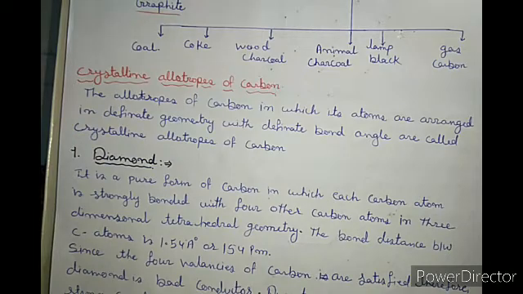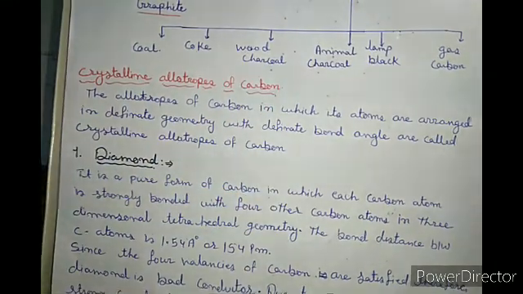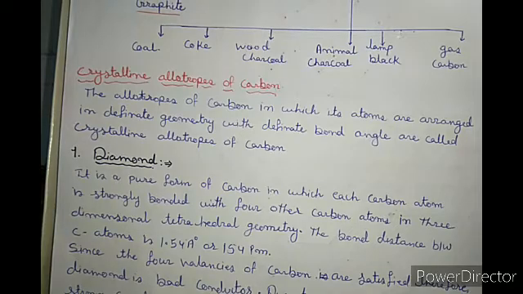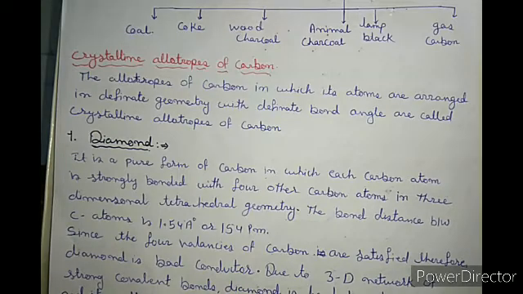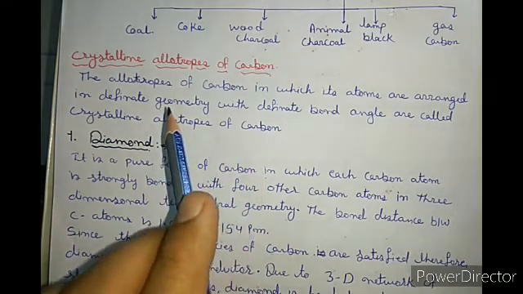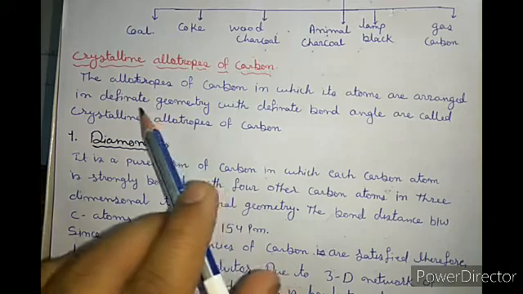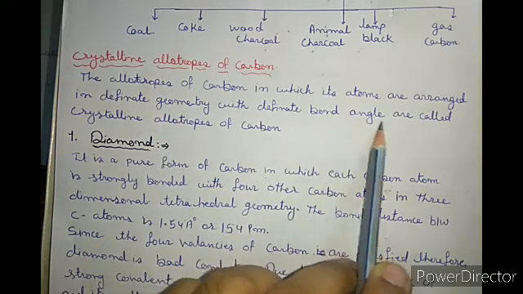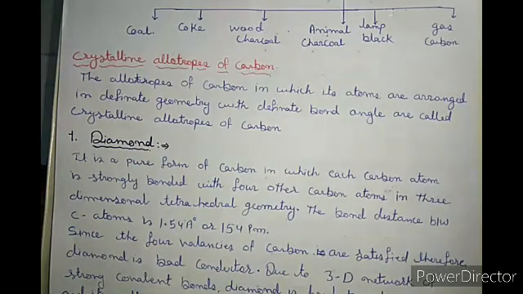If we use that term for crystalline allotropes, then we can say that the allotropes of carbon in which its atoms are arranged in a definite geometry and with definite bond angles are called crystalline allotropes of carbon. Got it? Now let's discuss the first one, that is diamond.